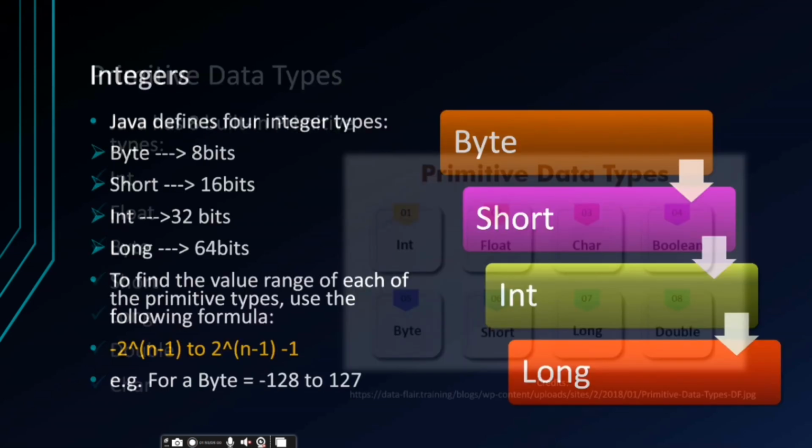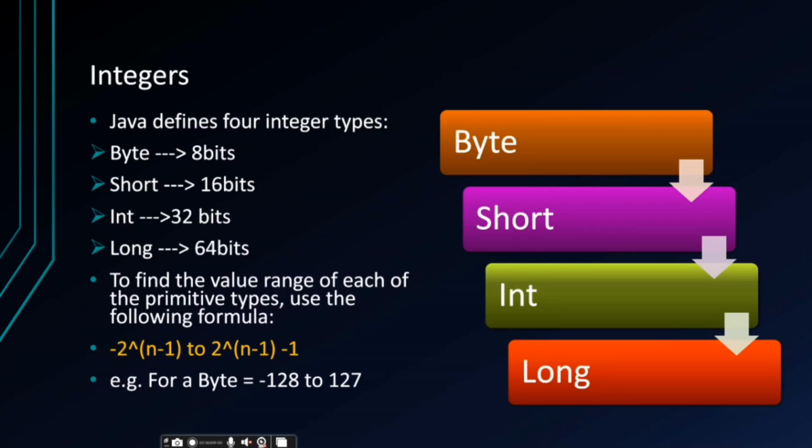Under the integers, there are 4 types of integers, which are the byte, which is 8 bits long, and then we've got the short, which is 16 bits long. Then we've got the int, which is 32 bits long. Then we've got the long, which is 64 bits.